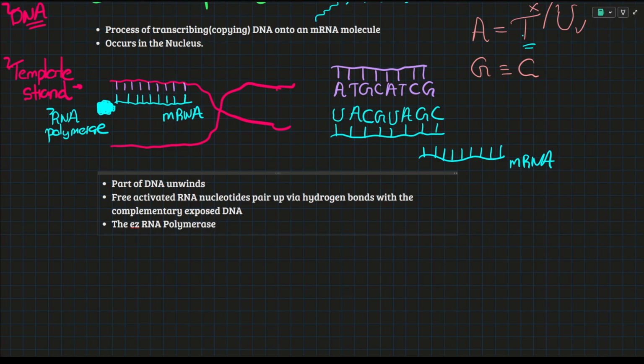Sorry about that. The enzyme RNA polymerase bonds the sugar phosphate backbone of the mRNA strand. This is just saying that the enzyme RNA polymerase is what actually produces the RNA molecule finally.